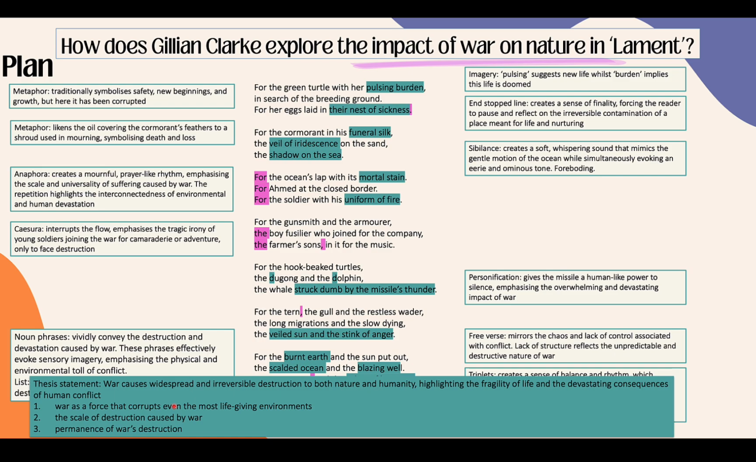So you go through and you think, right, okay, so for my point 1, that we can see war is a force that corrupts even the most life-giving environments, which 2 to 3 quotations do I think really support that? And then you just write your numbers down. So you can see I picked my 3, just so happens they're in the first stanza. It won't always be that way. I'm not just going in chronological order, I'm going with the ones that I think really fit that point.